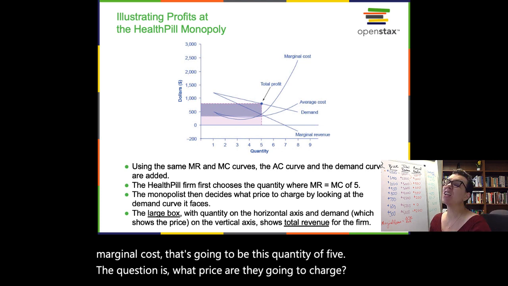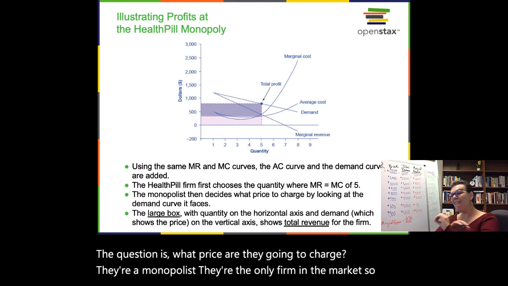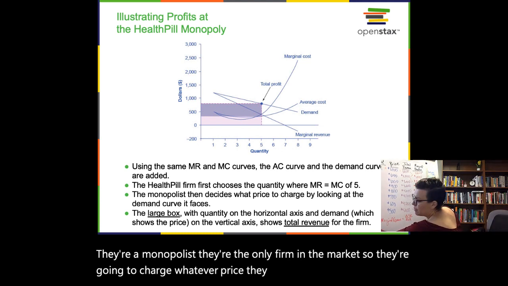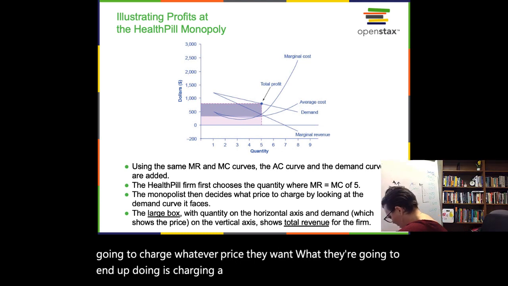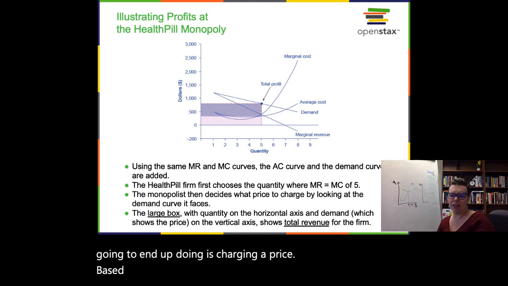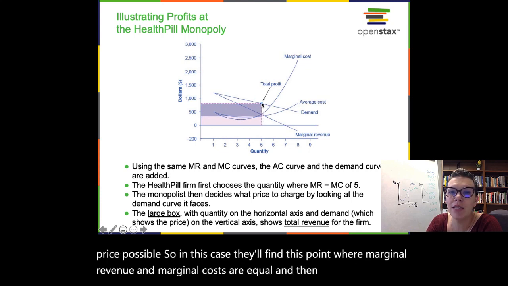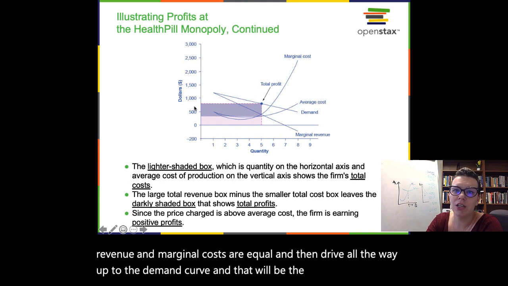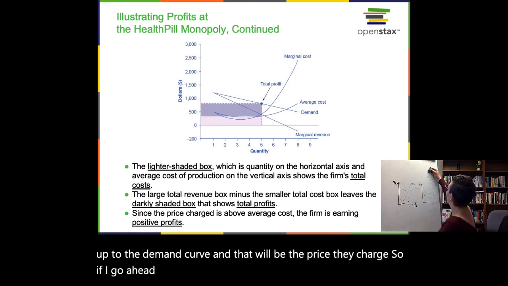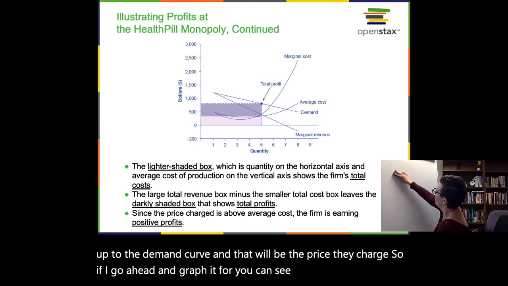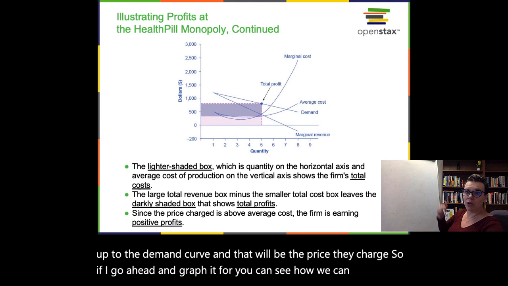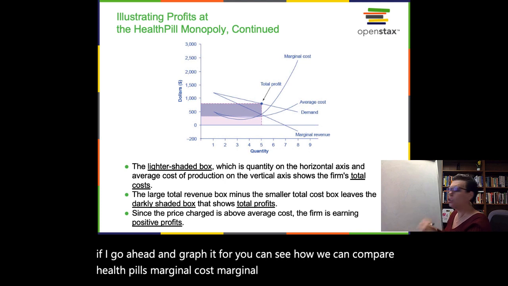Well, they're a monopolist. They're the only firm in the market, so they're going to charge whatever price they want. What they're going to end up doing is charging a price based on the demand curve. They're going to charge the highest price possible. So in this case, they'll find this point where marginal revenue and marginal cost are equal, and then drive all the way up to the demand curve, and that will be the price they charge. So if I go ahead and graph it for you, you can see how we can compare health pills' marginal cost, marginal revenue, optimal quantity, and optimal price to the cost of production to determine their profits.